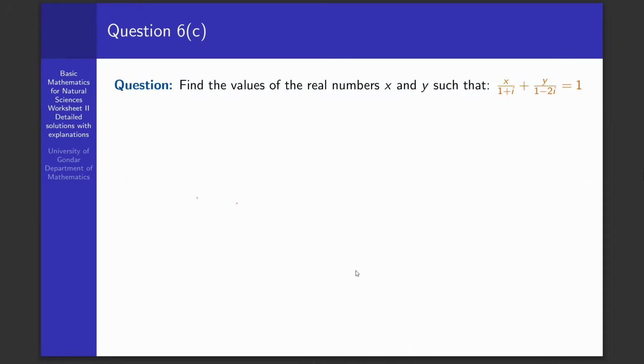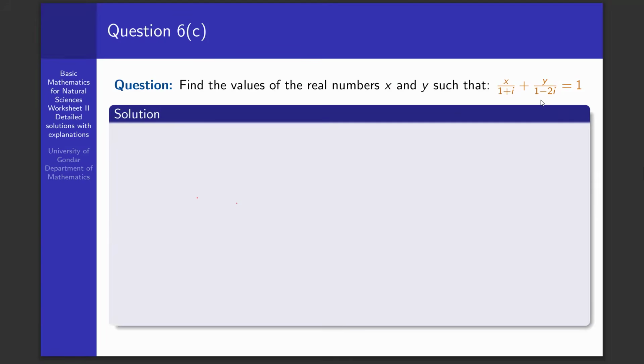The next one is question number 6, which is: find the values of the real numbers x and y such that x over 1 plus i plus y over 1 minus 2i is equal to 1. Again, we solve for the values of x and y which make this equation involving complex numbers true. The solution will be to multiply by the conjugates of each.